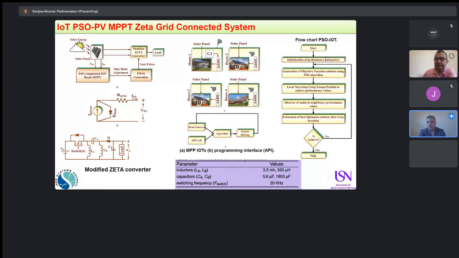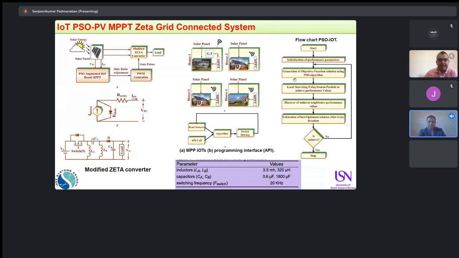So what we are doing, we start the program. We are trying to initialize all the parameters. Then we create an objective function for the PSO algorithms. Then we try to achieve the best performance by the search. Then we decide whether all the estimated parameters are reaching the expectation. If it is achieved, we stop the program. Otherwise, we try to increase the values of the objective functions.